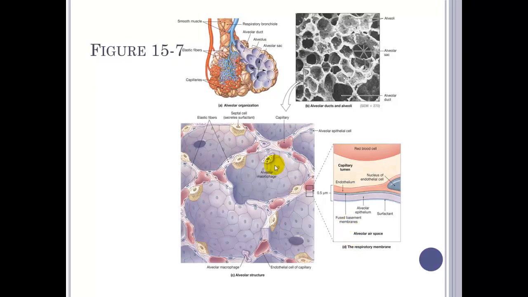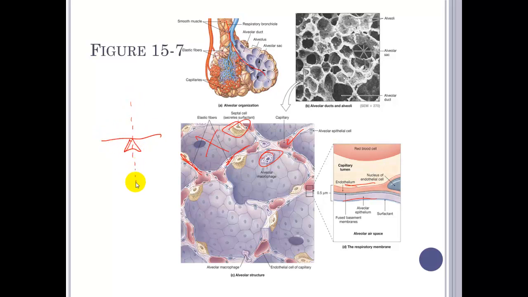So alveolar macrophages are here. We have capillaries, septal cells that secrete surfactant, and elastic fibers running in here. This is the epithelium in that area, and it's very thin. This allows for good transfer of gases. Whenever air comes in, it passes across these, and it works like a balancing act. Diffusion is occurring.